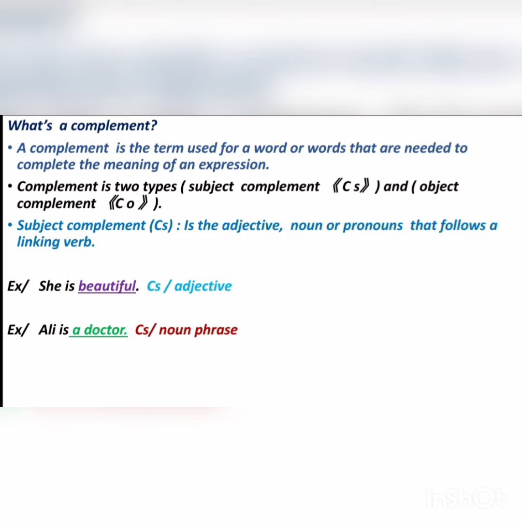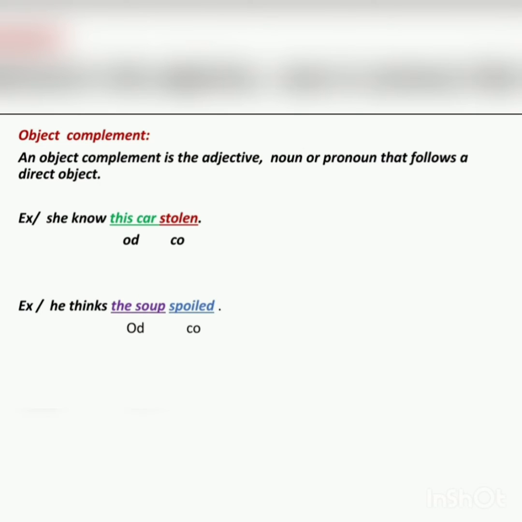The subject, she is beautiful. Okay, so from this we know the structure of the sentence. We have she is the subject, is the main verb, and beautiful is the adjective, and it is the subject complement. The second type of complement is the object complement. Like the subject complement, the object complement also could be an adjective, noun or pronoun that follows a direct object. Then the sentence should consist of subject, verb and direct object, and then we have the object complement.